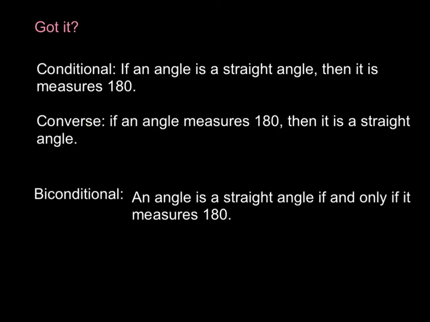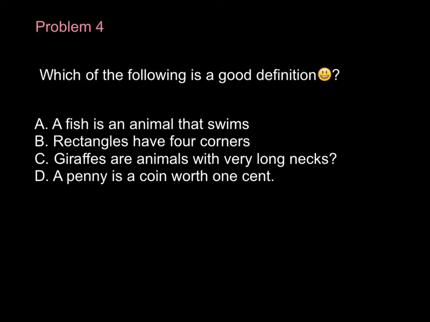So our biconditional that we would write would be, an angle is a straight angle if and only if it measures 180 degrees. Notice that we did not use an if or a then. It's a statement that we use if the converse is true. So we can say an angle is a straight angle if and only if it measures 180 degrees.